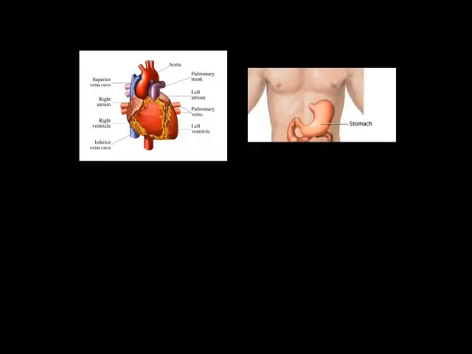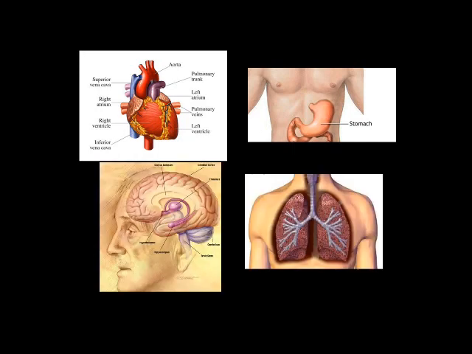You've heard of organs, right? Your heart, stomach, brain, and lungs are all organs. The organs in your body each have a job to do. Your heart pumps blood, your stomach digests food, your brain is your thinking center, and your lungs capture air. You have many different organs inside your body, and each one has its own job to do.